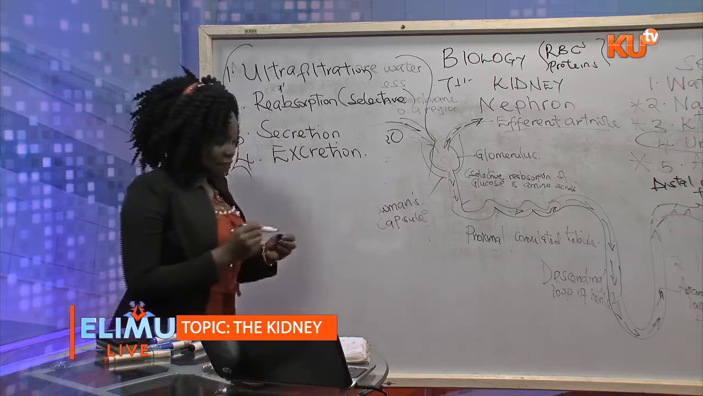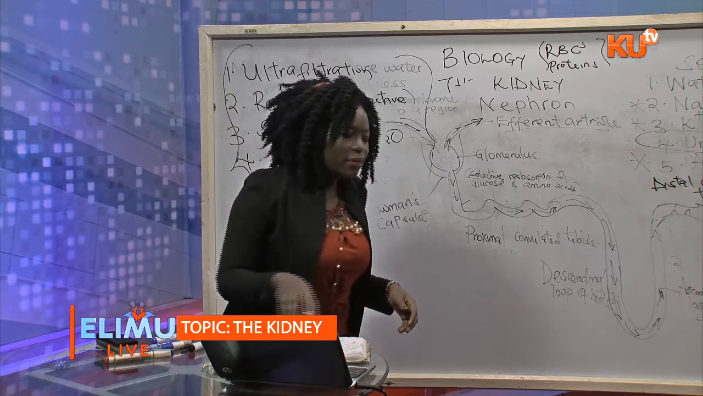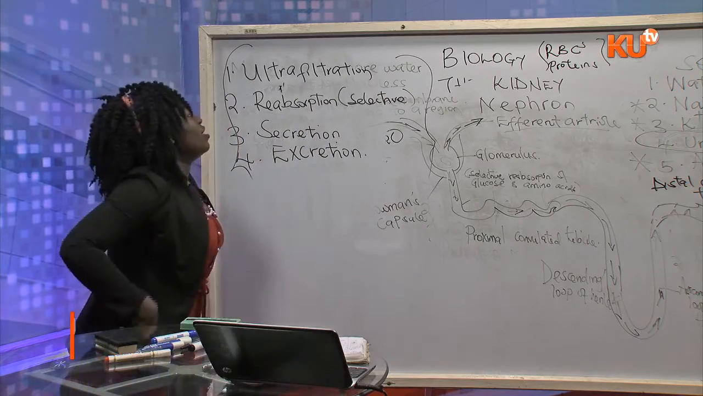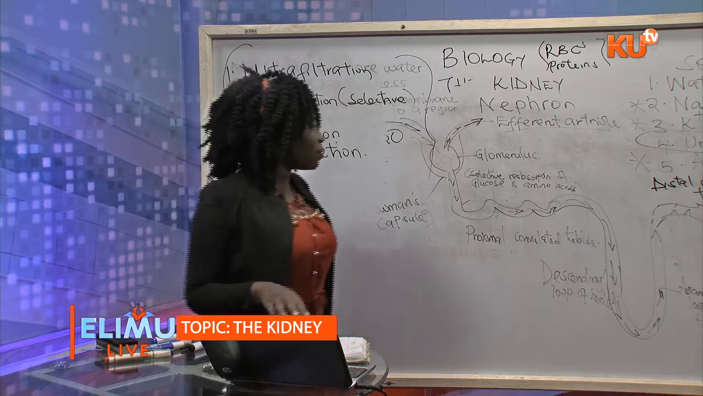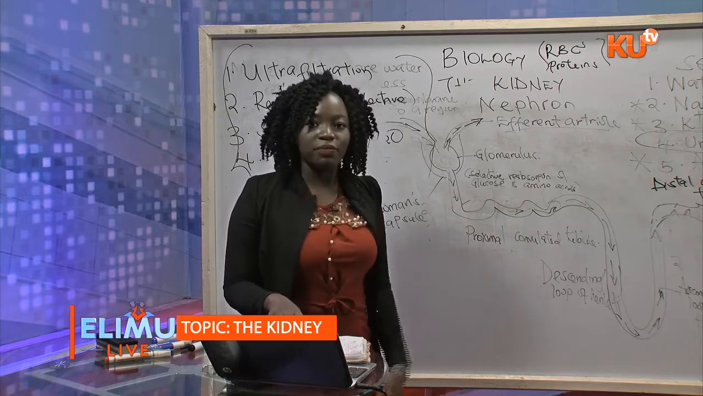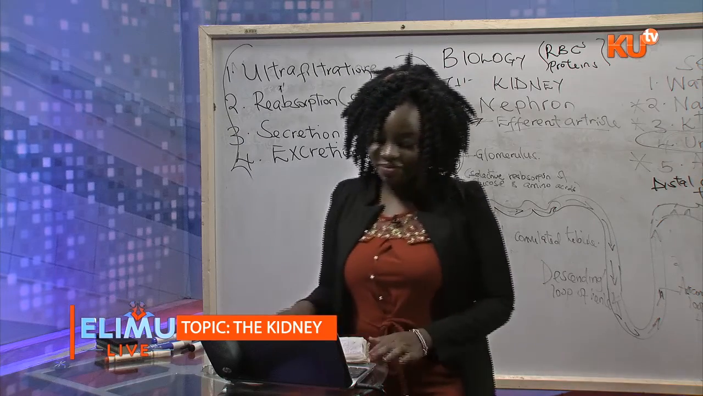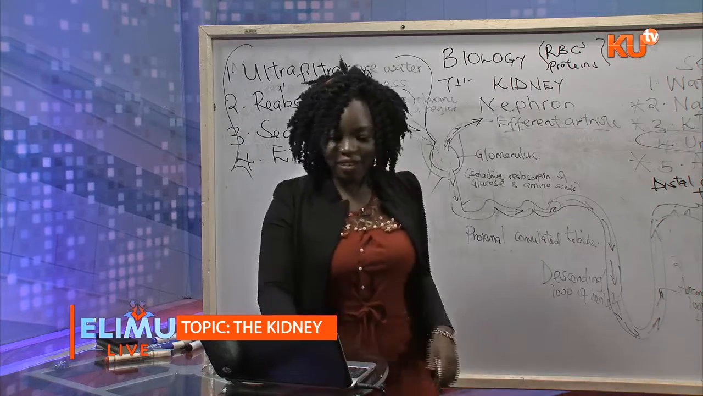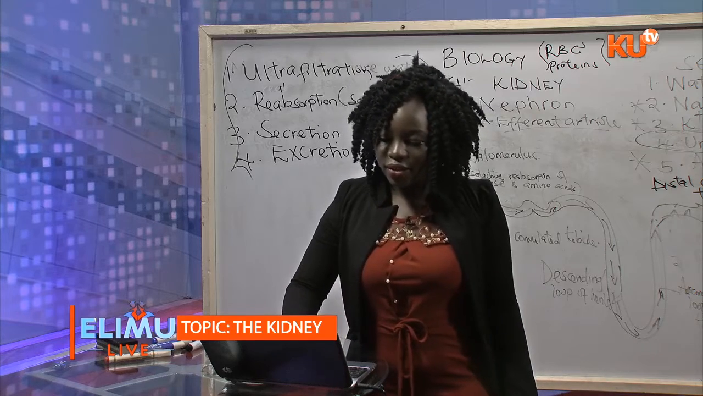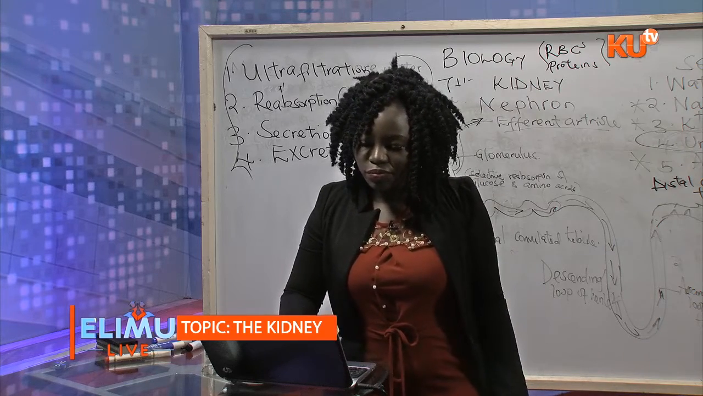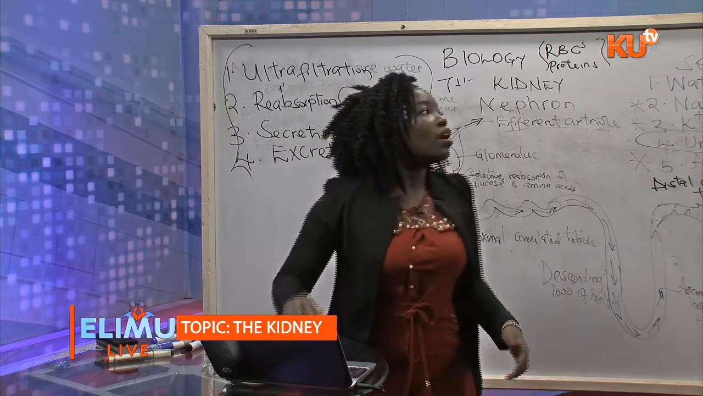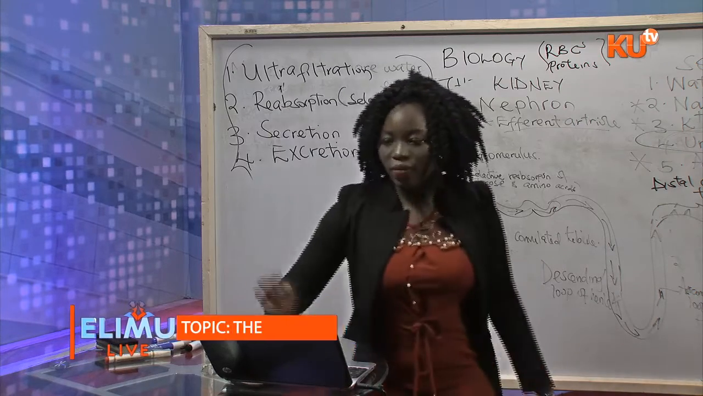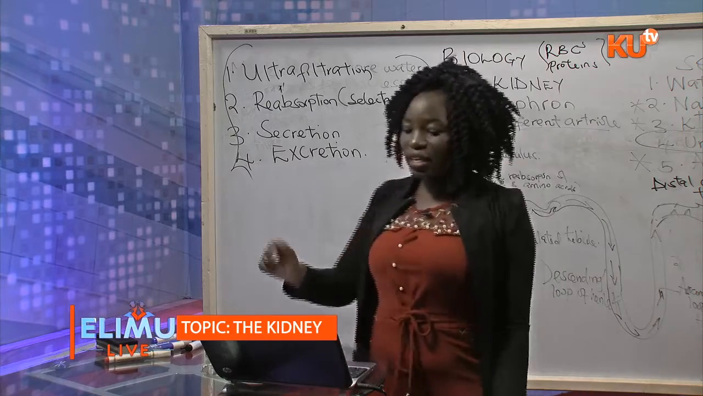So, if it comes as an essay in your biology paper, you will be told to describe this process, and I hope that this one has helped you a great deal. Let us continue. We are finished with the nephron, and so I want to give you, on your screen, a summarized definition of the 4 functions of the kidney nephron.